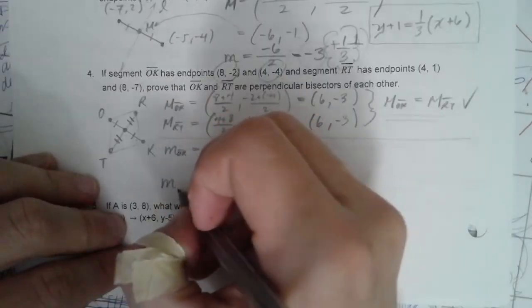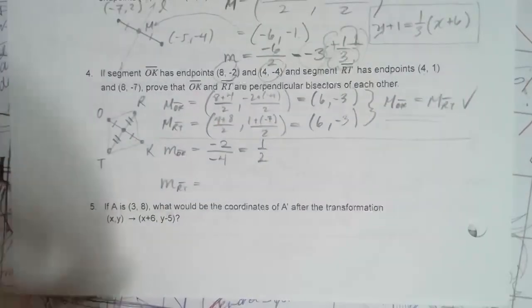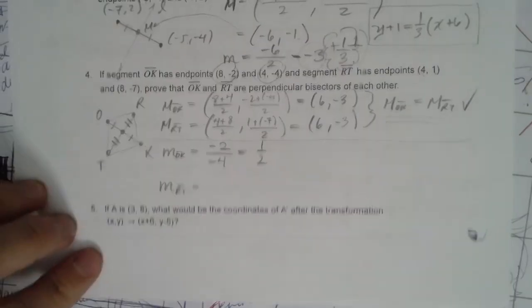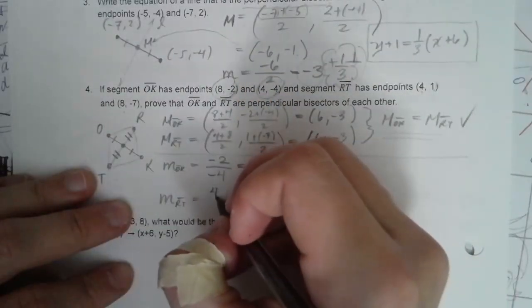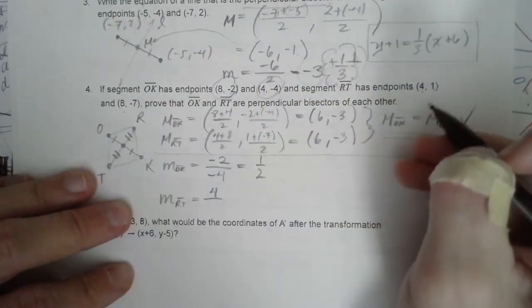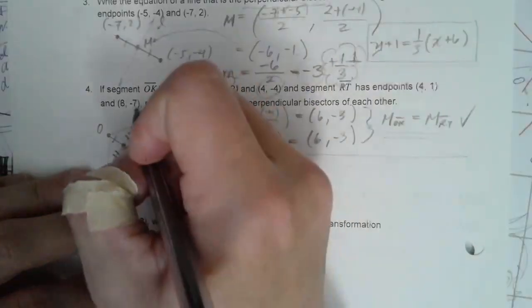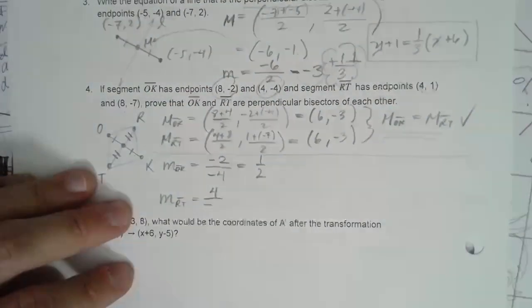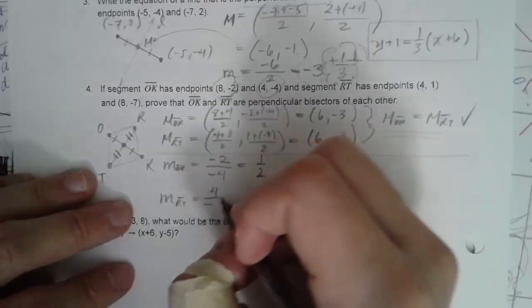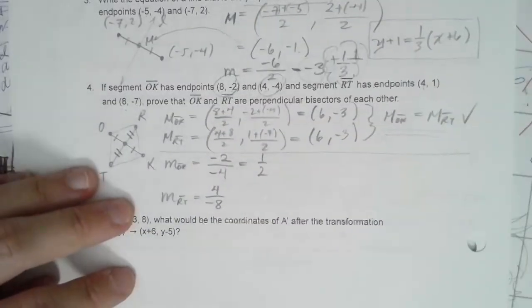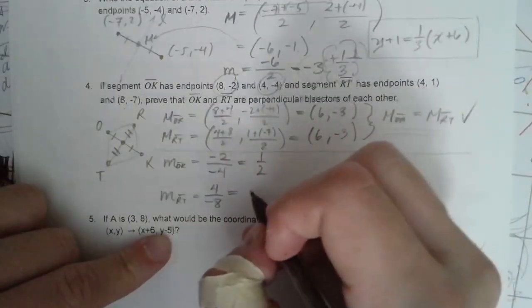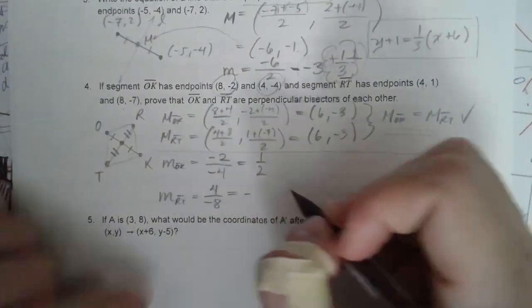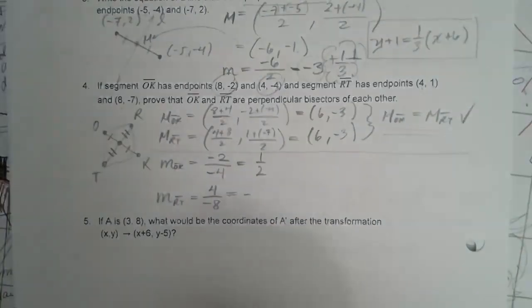And the slope of RT is equal to, and I'm going to do the same thing here. 4 to 8, that is a change of positive 4. But 1 to -7, that is a decrease of 8, right? I have to go to 0 and then all the way to 7, so that's 8 total. And this is -1/2. Oh my gosh. Did I make a mistake?